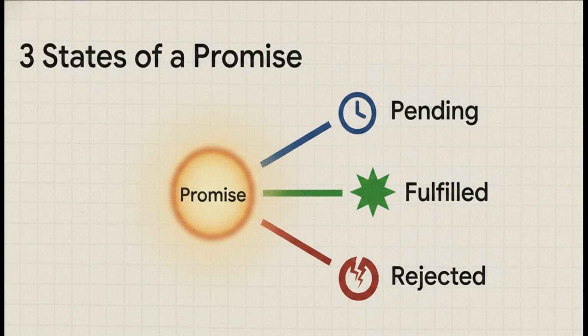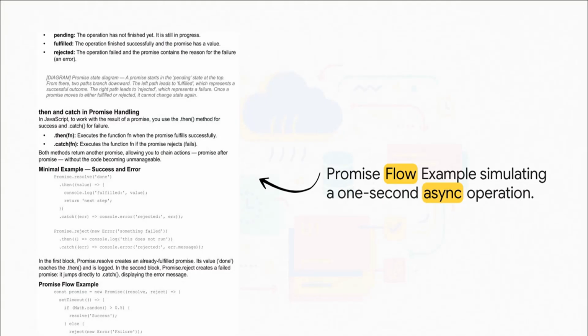It acts as a placeholder, and it always exists in one of 3 highly trackable states: pending, while it's still doing its thing; fulfilled, when it succeeds with a value; or rejected, when it fails and throws an error. If we simulate a 1-second delay here, check out how we use the .then and .catch methods. These are basically automated catchers.